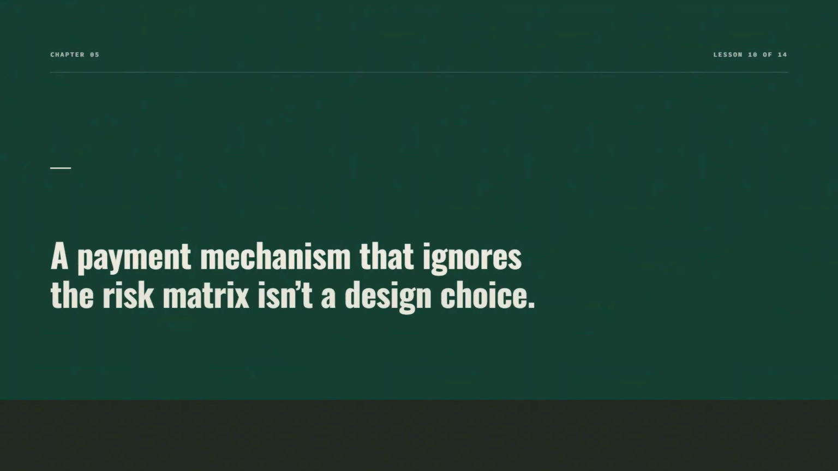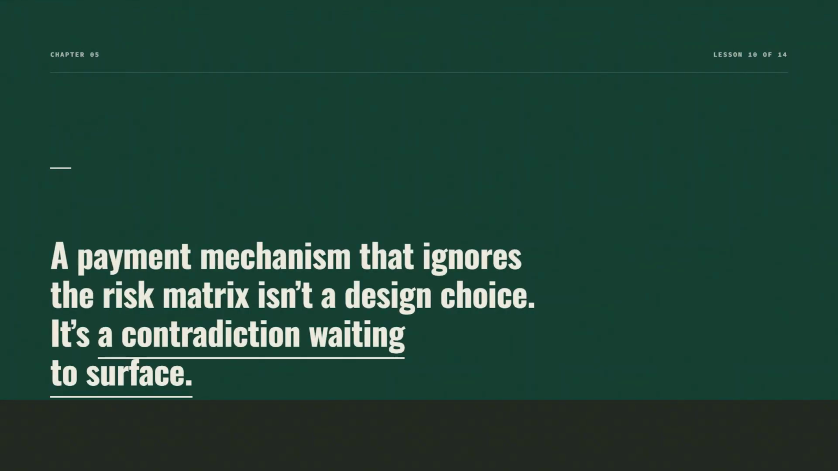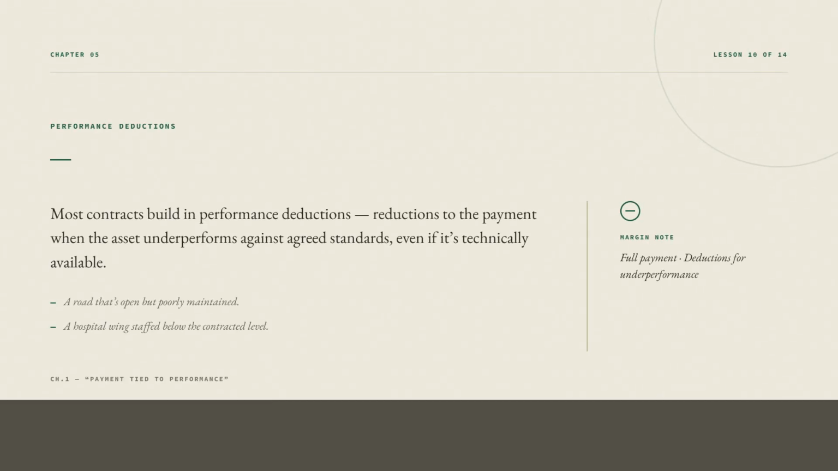Here's the mistake this lesson exists to prevent: choosing a payment mechanism that contradicts the risk allocation already agreed. A user pays structure on a road nobody can reliably forecast demand for just relocates the problem. It doesn't solve it. The mechanism has to follow the risk decision, not the other way around, and not be picked independently for convenience.